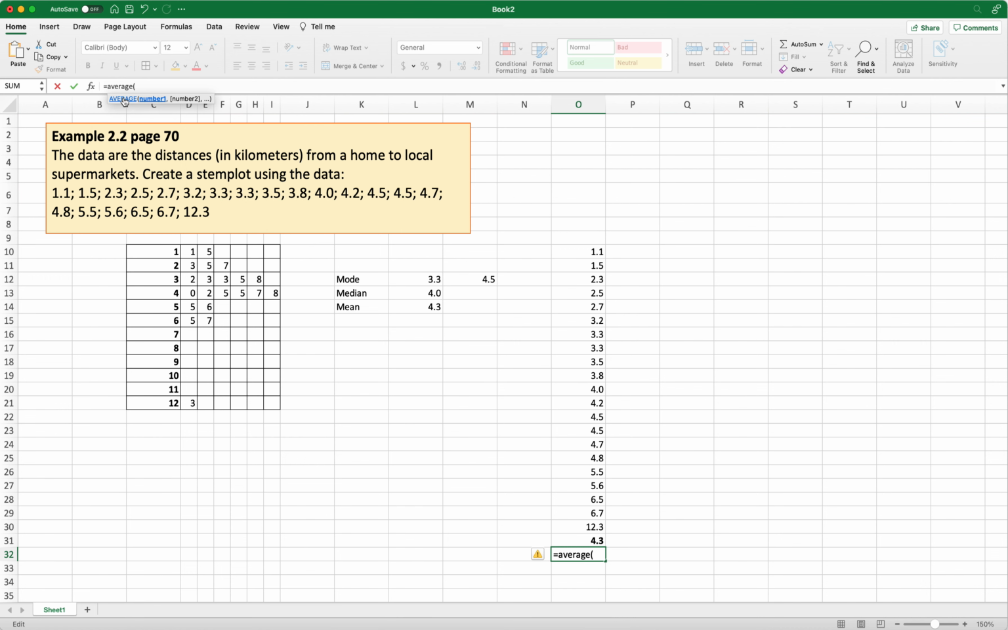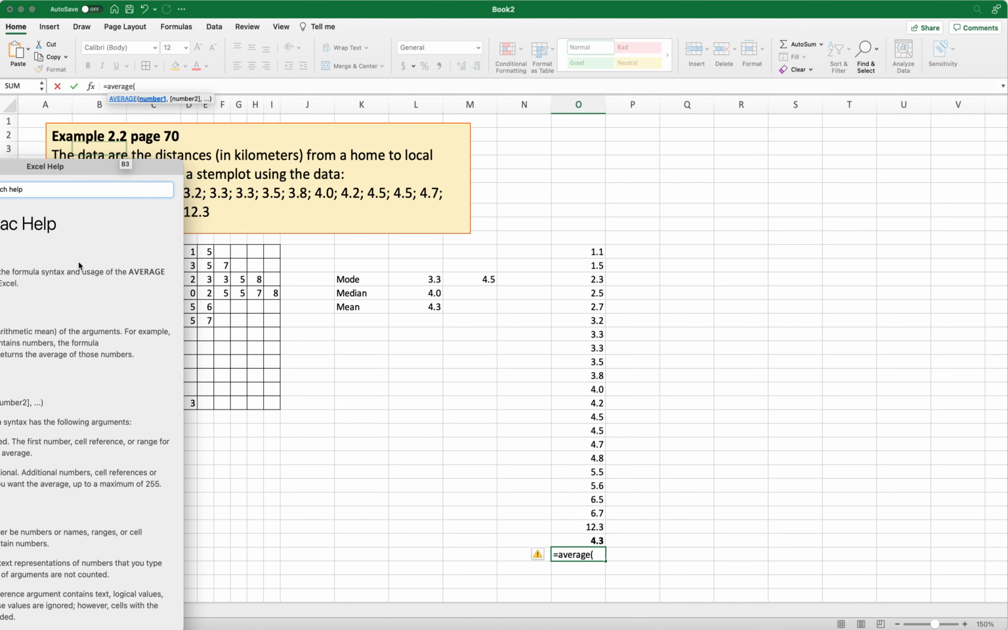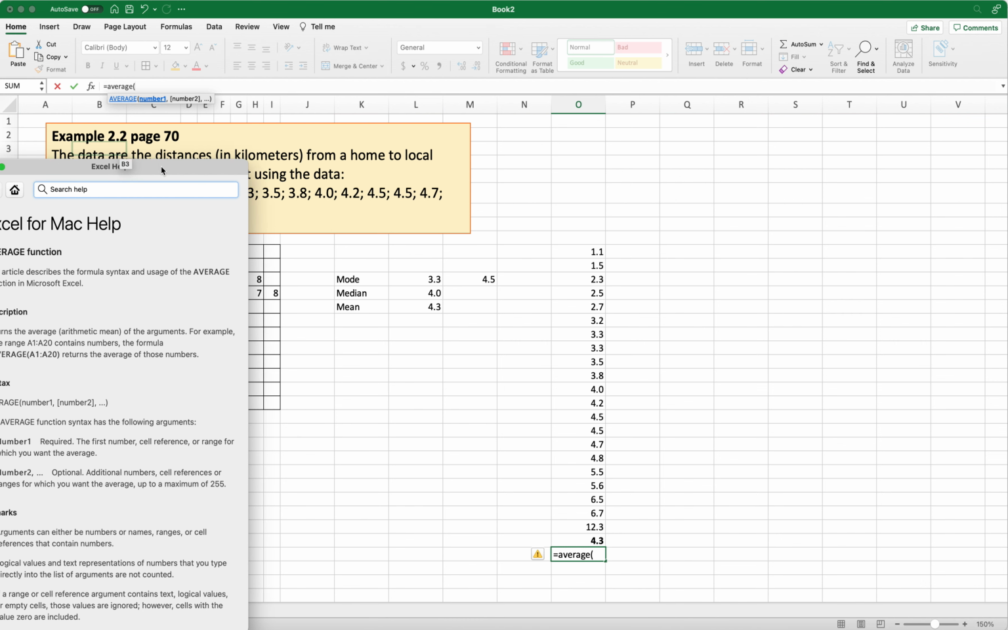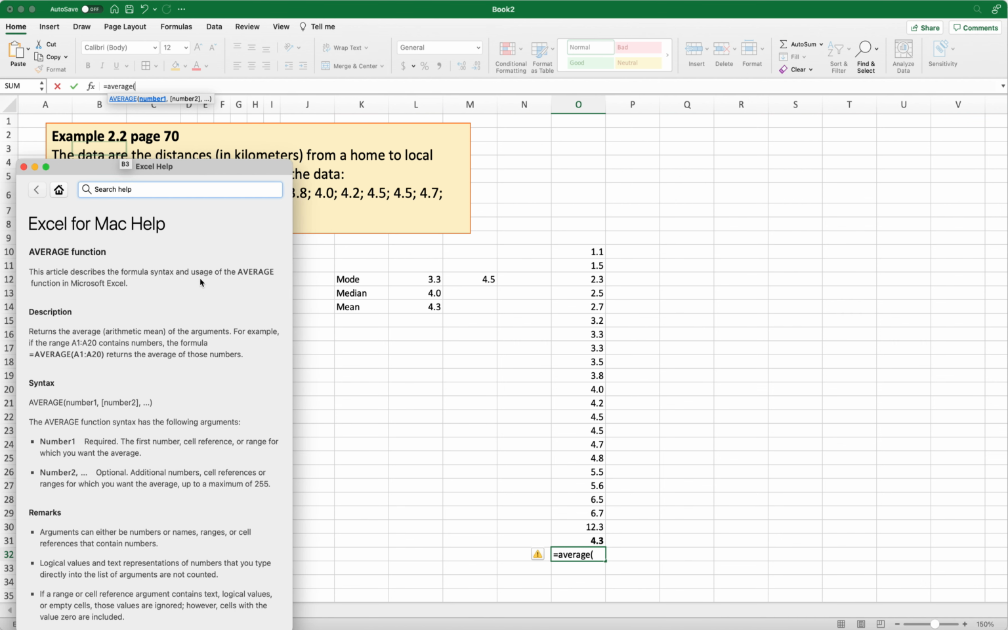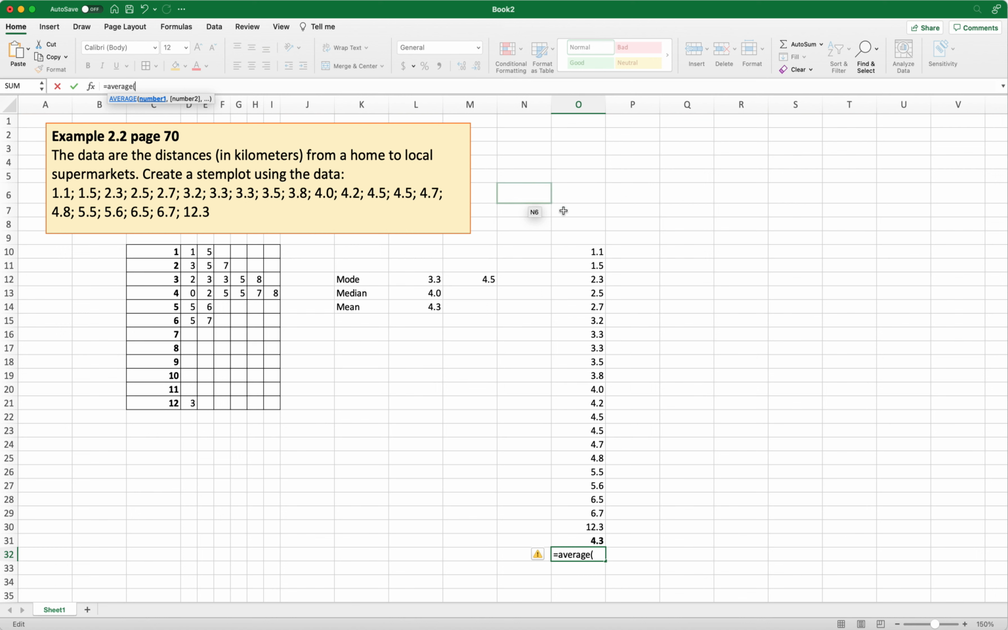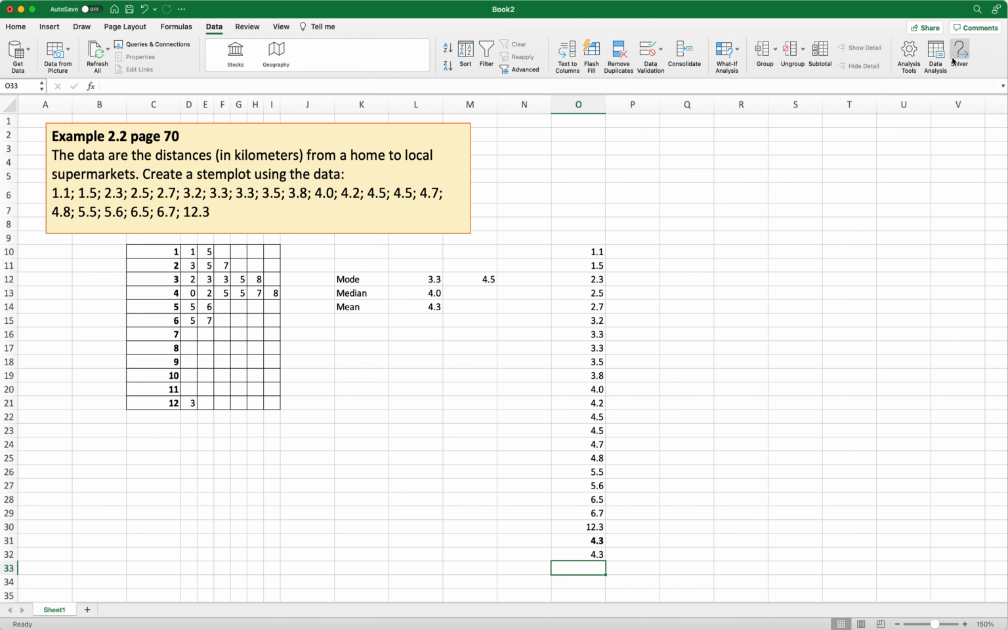Yes, average. If I click on it, it tells you what it does. The average function describes the form of syntax. Let's see. Returns the average arithmetic mean for the arguments of the example. So now if I calculate all the way from here to there, it will do that, and I still get 4.3. The other thing I can do is descriptive statistics, which you're not going to be able to do in a quiz. You're going to want to do it the way I just did it here.